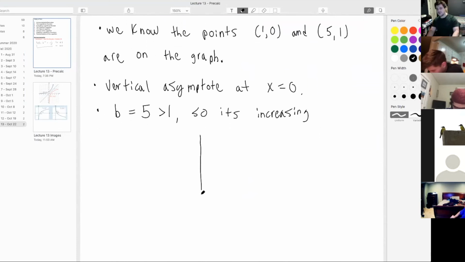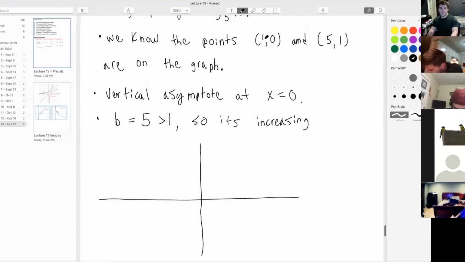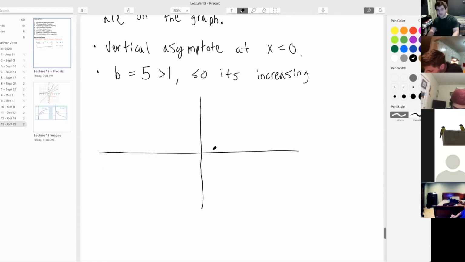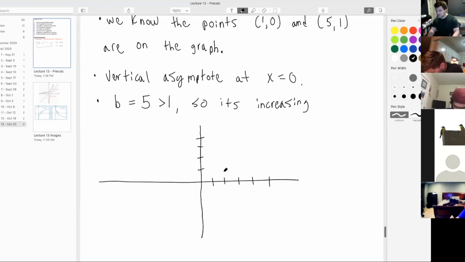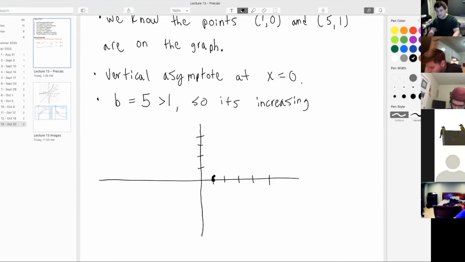So let's just see what that looks like. So I'm going to draw my XY axis. Okay, so let me plot the point 1, 0, and 5, 1. So let me go 1, 2, 3, 4, 5. Okay, so let me go to 1, 0. That's the point right here. And 5, 1: 1, 2, 3, 4, 5, 5, 1.